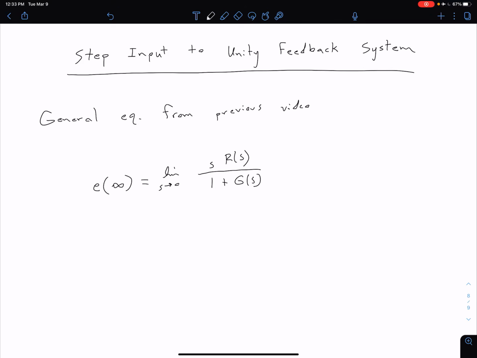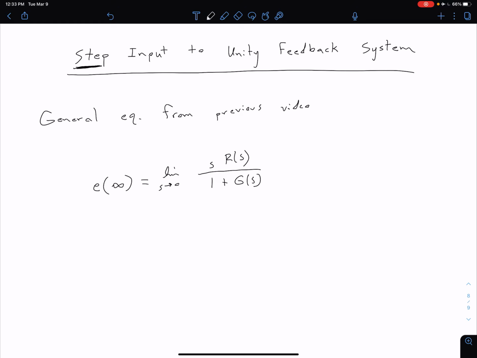In the next few videos, we're going to look at specific types of input to our Unity feedback system, and see what requirements we need of our G(s), our open loop transfer function, in order to get a desired steady state error. In this first video, we're going to look at a step input, and more specifically, a unit step input.